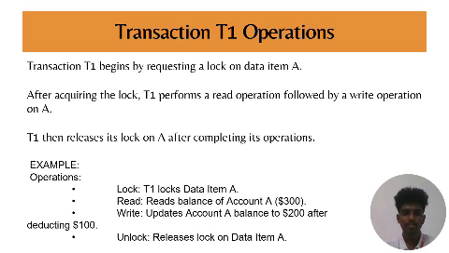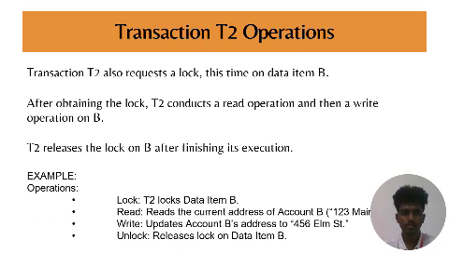Unlock, releases the lock on data item A. Transaction T2 operations: T2 also requests a lock, this time on data item B. After obtaining the lock, T2 conducts a read operation and then a write operation on B. T2 releases the lock on B after finishing its execution. Example: lock, T2 locks data item B, reads the current address of account B, 123 Maple, write, updates account B's address to 456 Elm St, unlock, releases the lock on data item B.